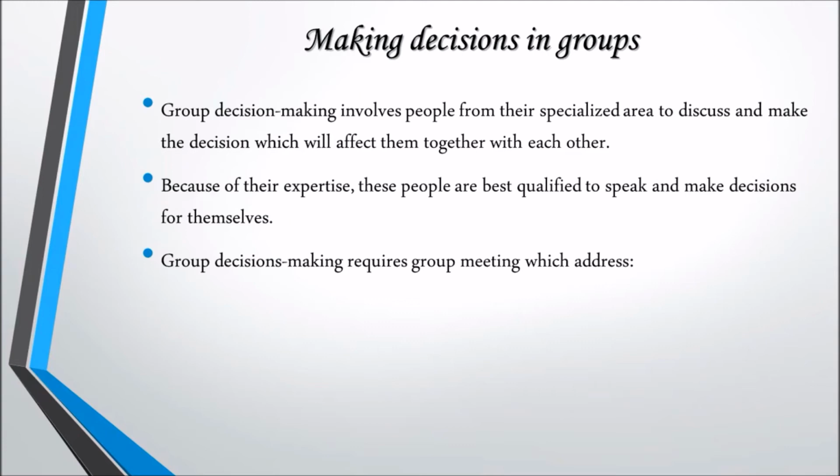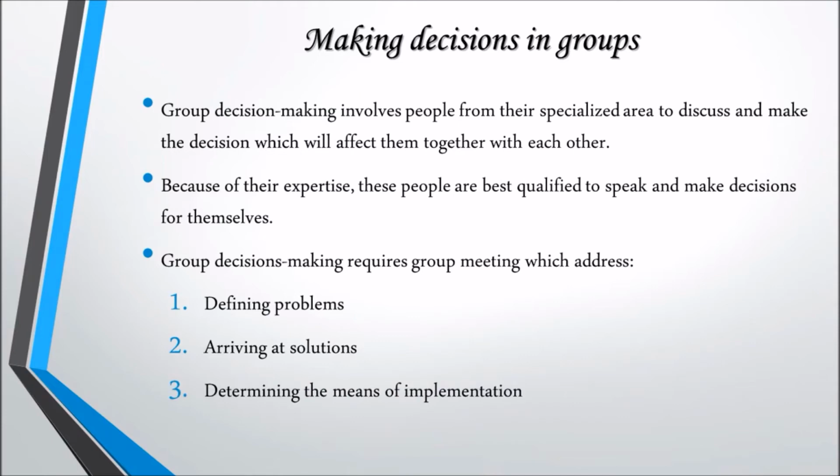The main point of group decision making is the group meeting. People in the group will have brainstorming and open discussion together. The three objectives of a group meeting are defining problems, coming up with solutions, and determining the means of implementation. The process of group decision making could also follow the 8 steps that we have mentioned before.